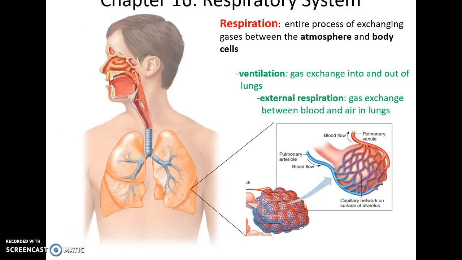So respiration is the entire process of exchange of gases between the atmosphere all the way down to the cells of the body. This is a very big process that gets broken down into many smaller steps. So from that, below that is ventilation. Ventilation is actually the gas exchange into and out of the lungs. So breathing in and breathing out. That is ventilation. Now, external respiration is the gas exchange between the blood and the air in the lungs.